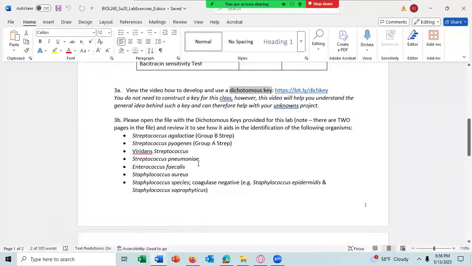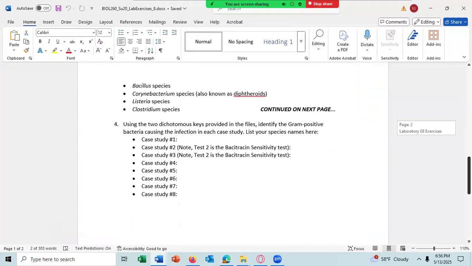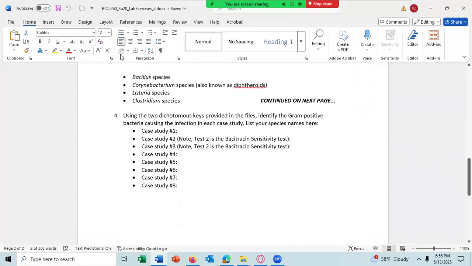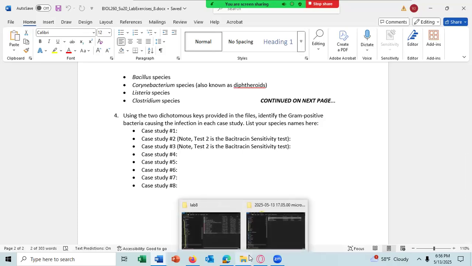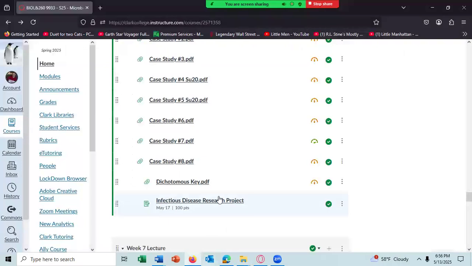We're going to be looking at these species or families here. So these are the possibilities which are in the dichotomous key. And then use the dichotomous key to solve case study 1, case study 2, case study 3, case study 4, 5, 6, 7, 8. For the case studies, remember, they're here.